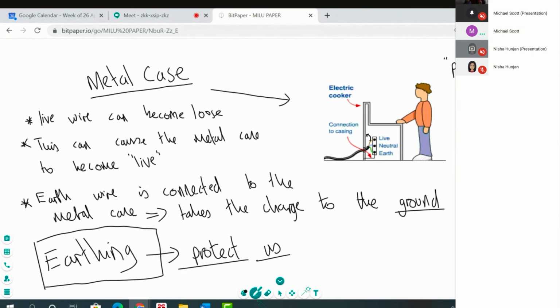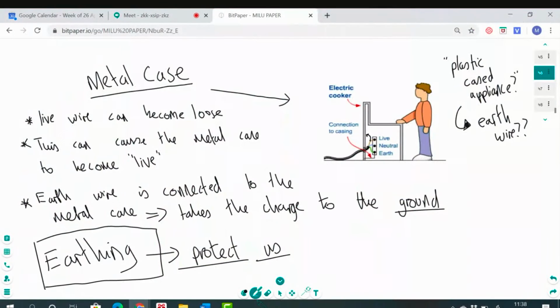If the appliance has a plastic case, do we still need the earth wire? That's a tough one. Do we still need the earth wire if the casing of the appliance is plastic and not metal? Think about hair dryers. Hair dryers have a plastic case. So would a hair dryer have an earth wire? Definitely. What was that, Layla? Definitely yes. Oh no, they do not.